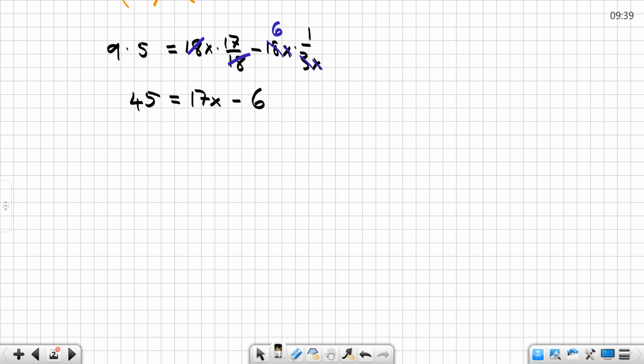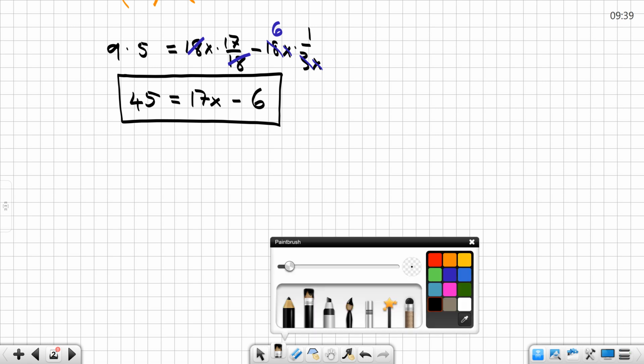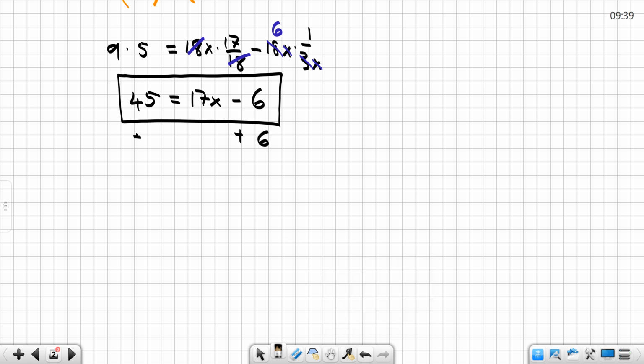This equation that I have found right here is the one that I will solve. This is a fairly quick one to be solved. All I do is add 6 to both sides, and I get 45 plus 6, that should be 51, is equal to 17x. Now I simply divide both sides by 17. 51 divided by 17 should be 3. And I have found a solution.